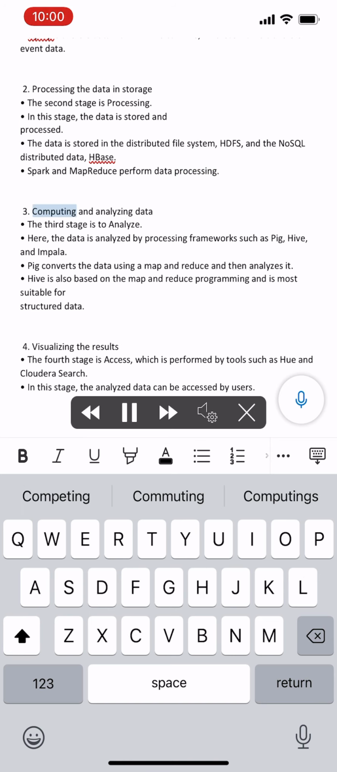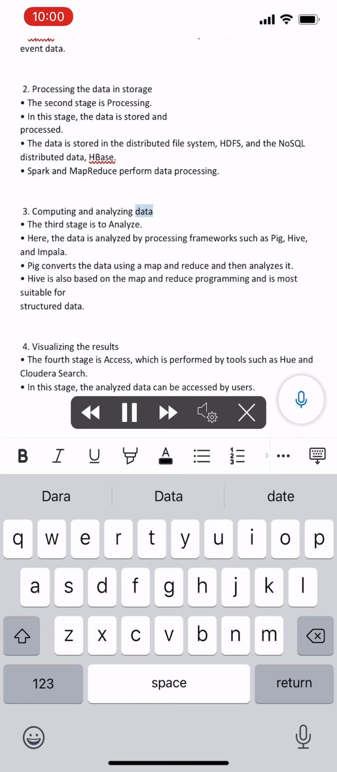3. Computing and analyzing data. The third stage is to analyze. Here, the data is analyzed by processing frameworks such as Pig, Hive, and Impala. Pig converts the data using a map and reduce, and then analyzes it. Hive is also based on the map and reduce programming, and is most suitable for structured data.